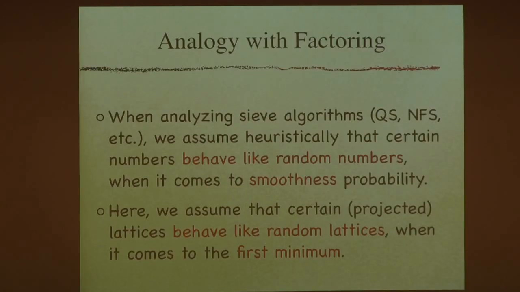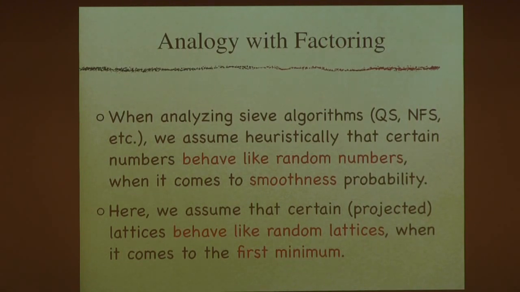So maybe this is a bit shocking. The good thing is that these shocking things have been done before. We know that, in particular in factoring, when people analyze sieve algorithms for factoring, like the quadratic sieve or the number field sieve, they do something similar. They don't know how to completely rigorously analyze their algorithms. The analysis assumes that certain numbers produced by the algorithm behave like random numbers when it comes to smoothness probability. So they have these random numbers. They don't know their distribution. They're going to say, this random number is going to be smooth with the same probability as a true random number of the same size. That's the kind of thing they're doing. So what we're doing is the same thing by replacing numbers by lattices.